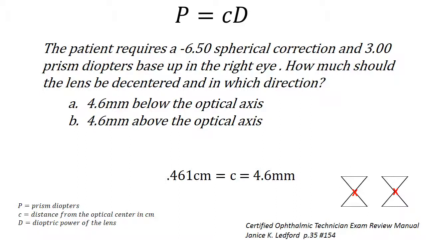So we want base up prism in the right lens, so we're just going to slide the right lens down. That'll give us base up prism, right? So which direction is that right lens decentered? Is it below the optical axis or above the optical axis? We're talking about the optical center of the lens, and it is below the optical axis now. The answer is A.